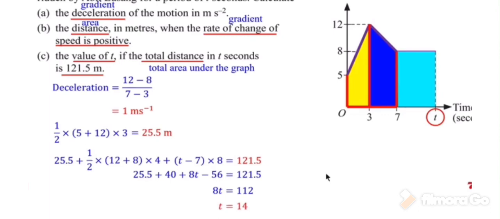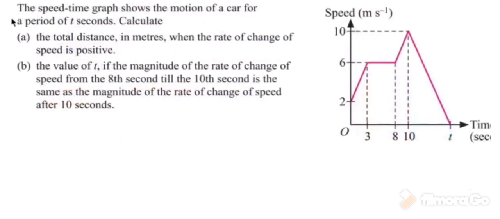Let's read question number 3. The speed-time graph shows the motion of a car for a period of t seconds. Calculate A, the total distance in meters when the rate of change of speed is positive. So the keyword here is total distance in meters. Rate of change is positive.